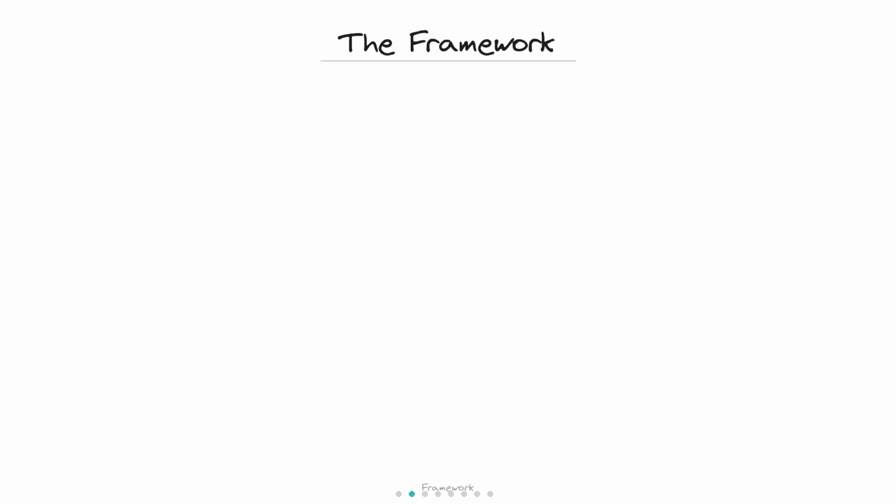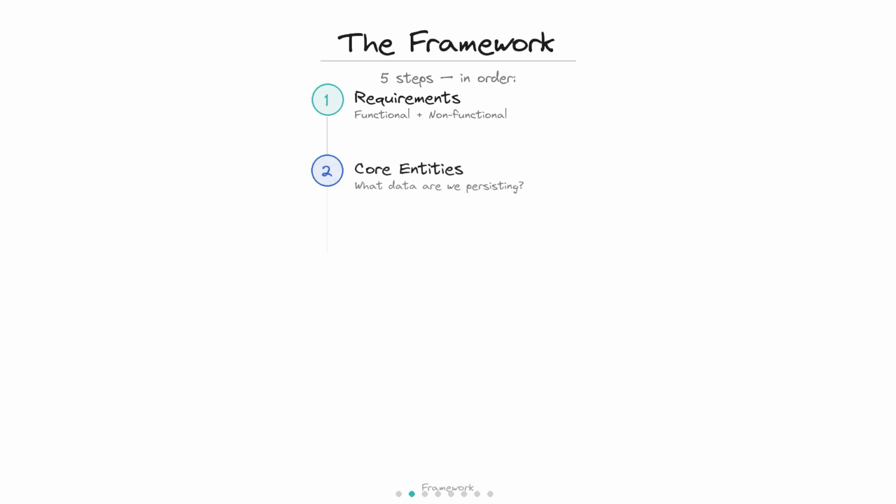Organized and signals to your interviewer that you think in a structured way. Here's the 5-step approach we'll follow today. Step 1. Requirements. We'll define both functional requirements, meaning what the system does, and non-functional requirements, meaning how well it does it. Step 2. Core entities. What data are we actually persisting? A quick high-level list before we get into details.